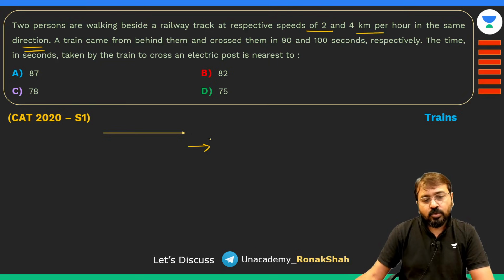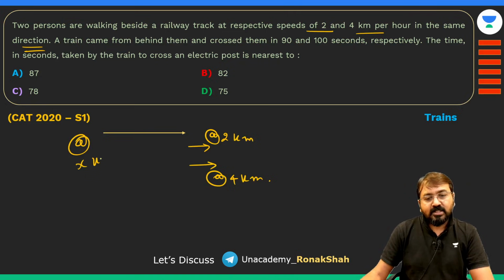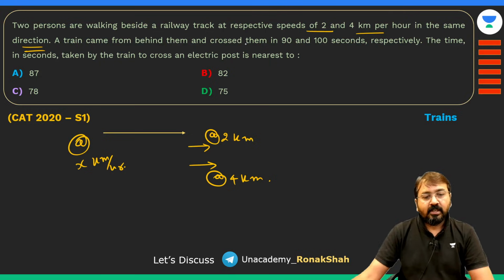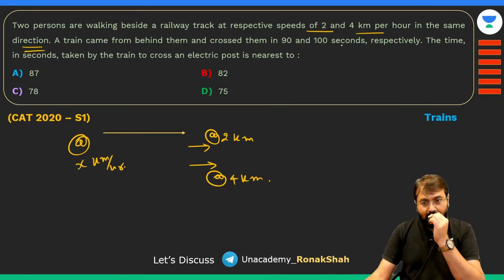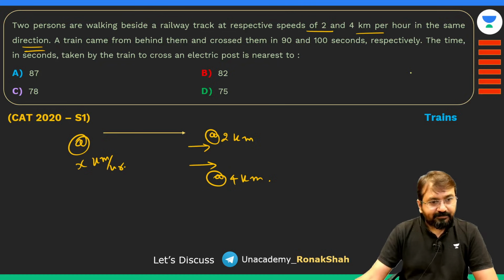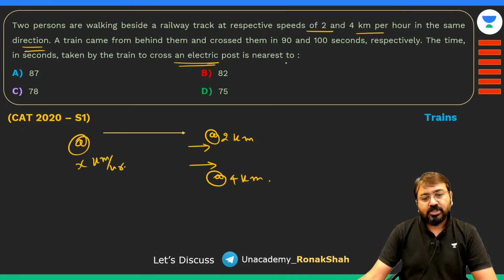One person is going at a speed of 2 km per hour and another is going at a speed of 4 km per hour. The train is traveling at the speed of x km per hour, and crosses them in 90 and 100 seconds respectively. The time in seconds taken by the train to cross an electric post is nearest to?